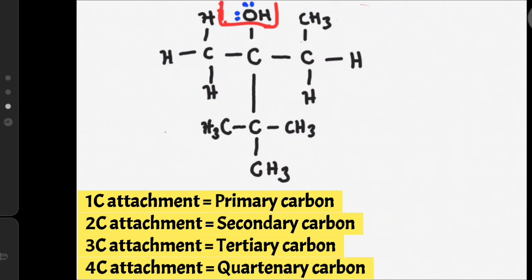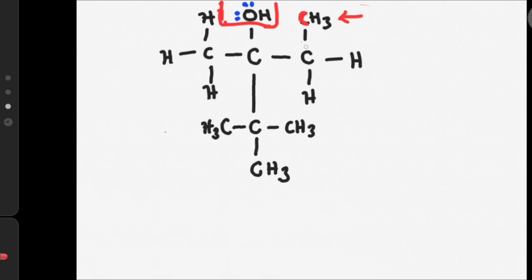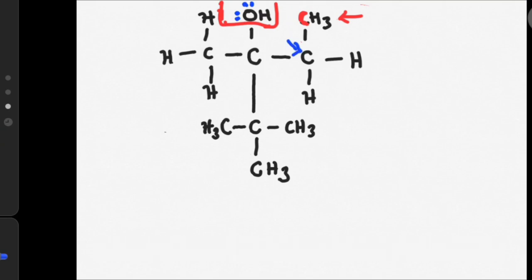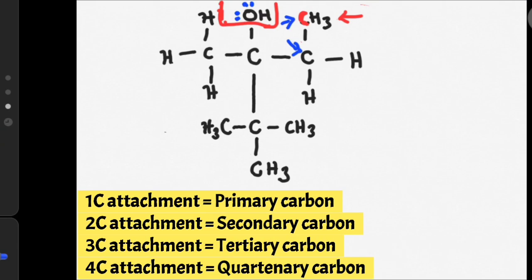Now you can take a look at this structure yet again. Let's take this to be the first carbon. This carbon alone, which I've just highlighted, is attached directly to this carbon, and it is the only carbon this particular carbon is attached to. So we would say that this carbon is a primary carbon, because it is attached to only 1 carbon. Can you see that? So we call that carbon a primary carbon.